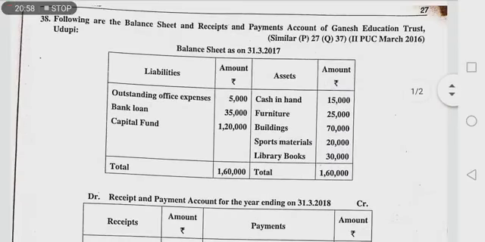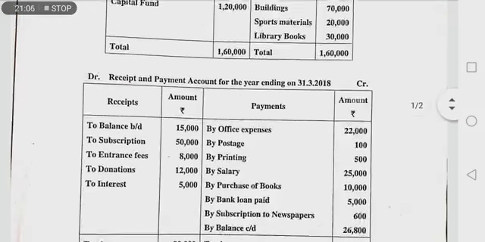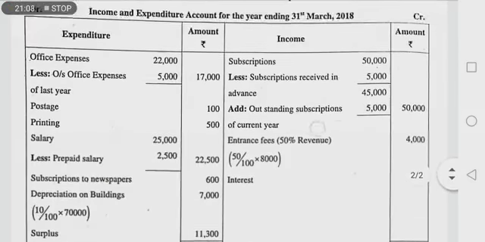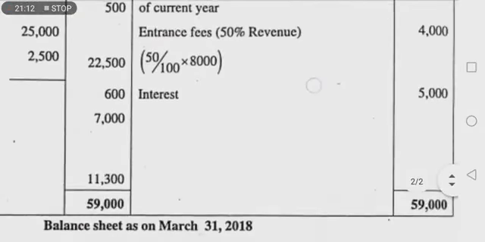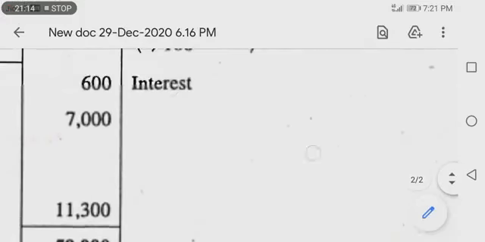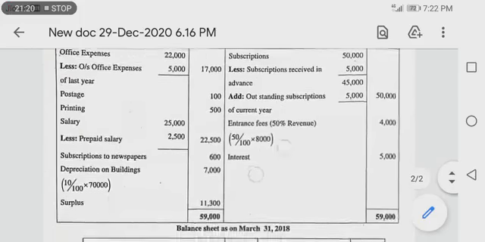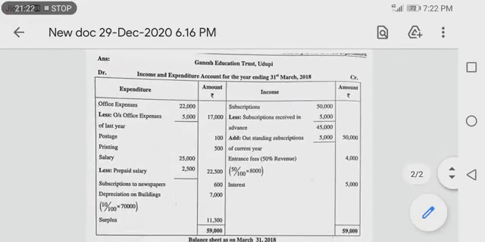Now before recording that interest, you just observe whether any percentage of interest is given in the balance sheet. There is no percentage given, so straight away you just record it directly under the income side. You can see here they have recorded the interest directly under the amount column, 5,000, as it is given in the receipt side. And we are done with recording all kinds of incomes.